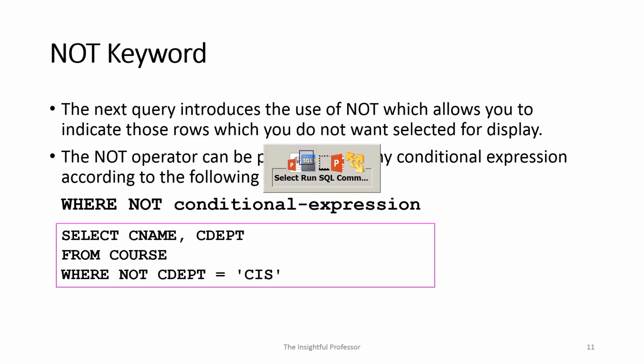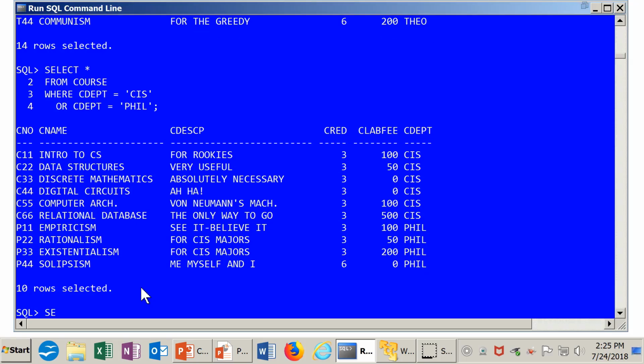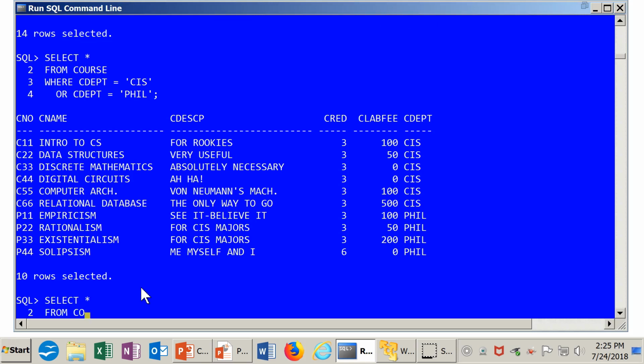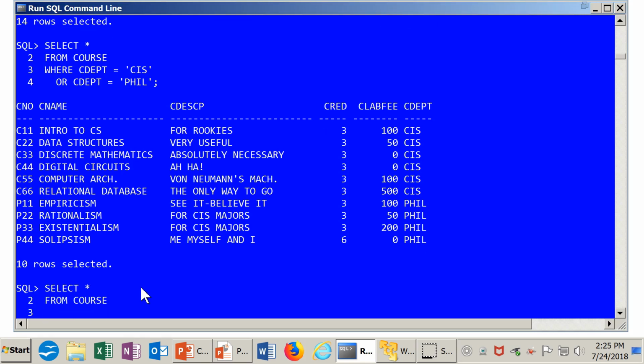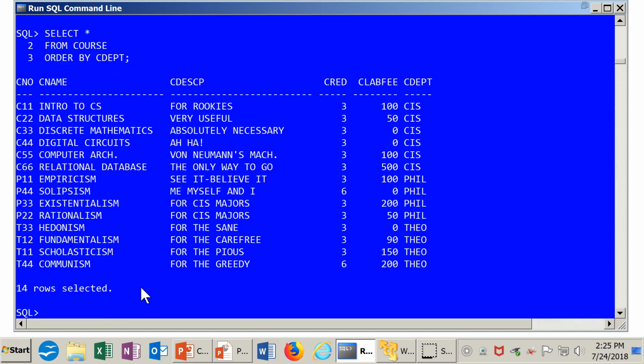Let's give this a try and see exactly how this works. Well, let's select from the course table. And remember, we talked about the order by earlier. I'm going to use the order by just so I can put all of the rows together. I'm going to order by C department. Now, when we look at this, you can see all of the CIS rows appear before the philosophy, which appear before the theology. And that's due to the order by. Again, that's a little review, a little refresher from something we talked about in the earlier video.